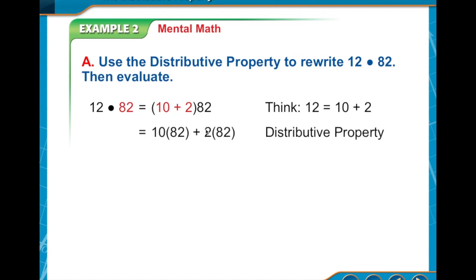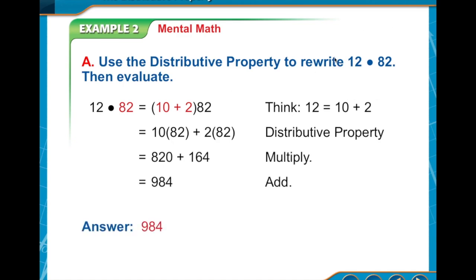Then we could have 82 times 10 when we distribute, and 82 times 2. Using the distributive property, we can write it this way. So 12 times 82 is the same as 10 times 82 plus 2 times 82. We could, of course, multiply those, add them together, and we would get our final answer to be 984. Of course, you could also just multiply these normally as is, but when it says use the distributive property to rewrite it, they want you to rewrite it this way and break out the number into two different terms.